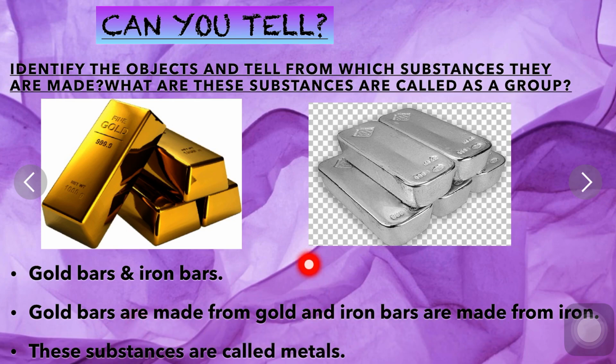Students, on page number 38, there's one question. Can you identify the objects shown in figure 5.14? From which substances are they made? What are these substances called as a group? So students, this is a gold bar and these are iron bars. Gold bars are made from gold and iron bars are made from iron. These substances are called metals.